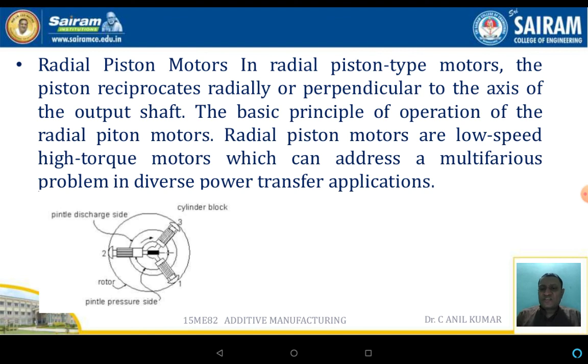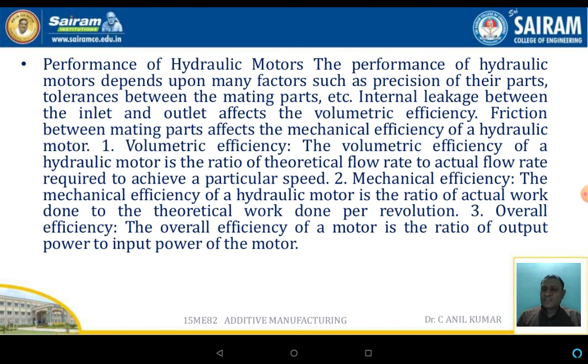Now the radial piston motor. The radial piston motor is a type of motor in which the pistons reciprocate radially, or perpendicular to the axis of the output shaft. The basic principle of operation of radial piston motors is the radial movement. Radial piston motors are low speed, high torque motors which can address a multifarious and diverse range of power transfer applications.